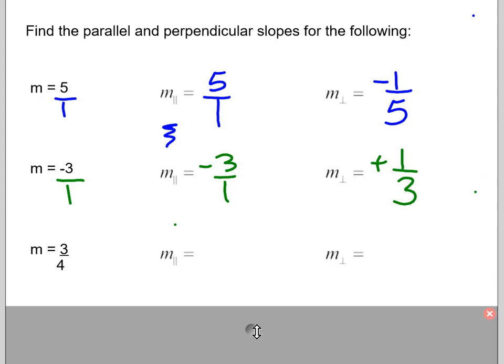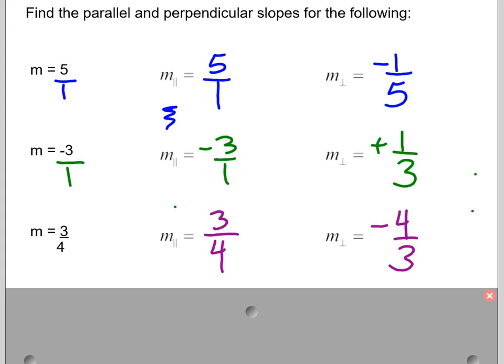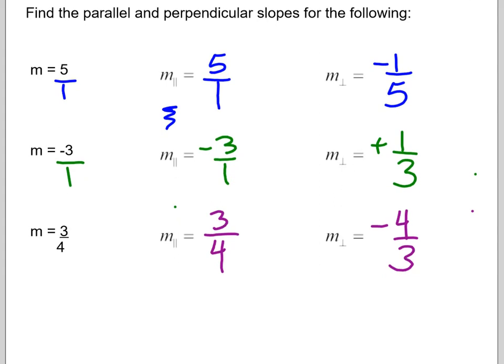Now we have a slope of 3/4. So the parallel slope again would be the same. My perpendicular slope would be the reciprocal. But right now, the way they're written on the screen, they're both positive. So I can't have that. The original was positive, so my perpendicular slope over here has to be negative. And then lastly, that is lastly, we're good.